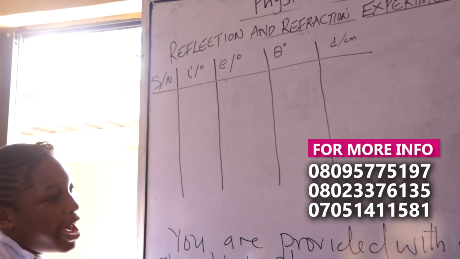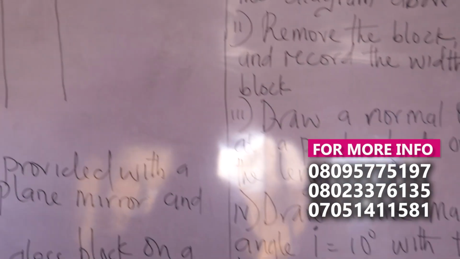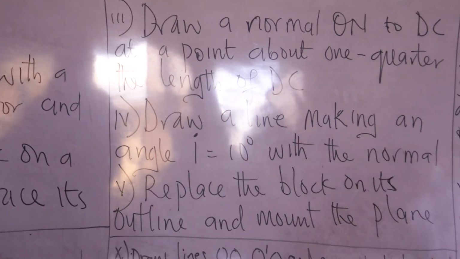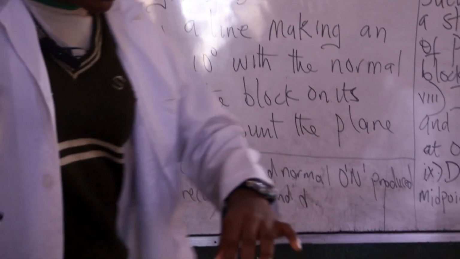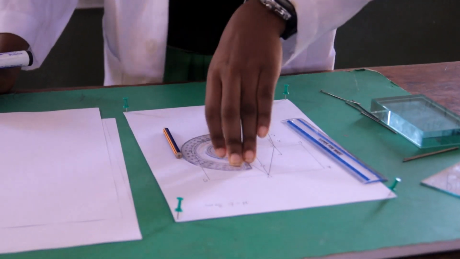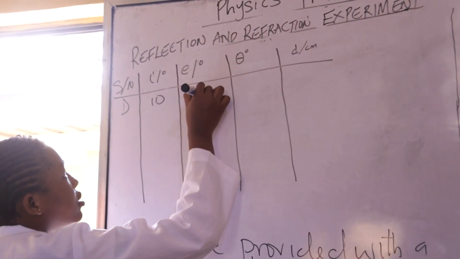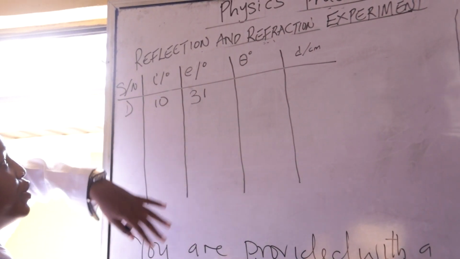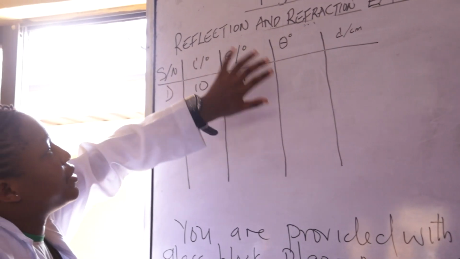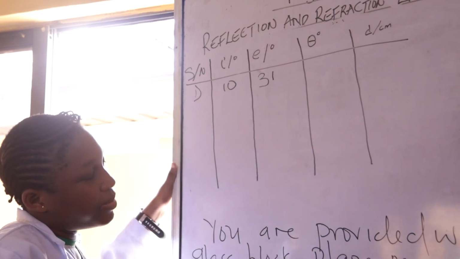So for my angle I performed, my angle I was 10. Then I'm measuring my angle E. And my angle E is 31. Please do not forget to write your units for the experiments.